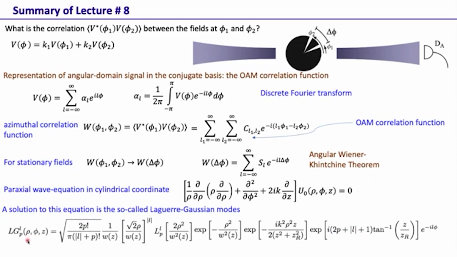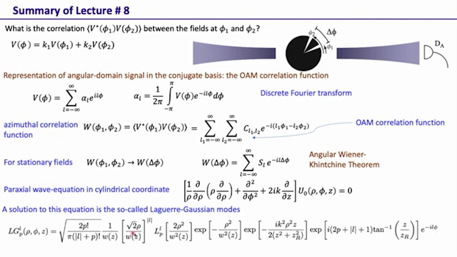And this is a complete set of solutions, and it is characterized by two indices P and L. P goes from 0 to infinity, L goes from minus infinity to infinity. And the main point is that the φ dependence is only through this term, e to the minus iLφ. So the φ dependence in this mode comes only through this e to the minus iLφ.